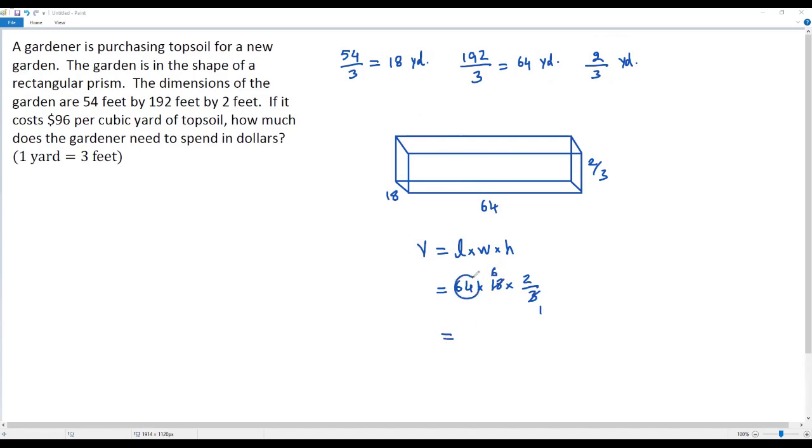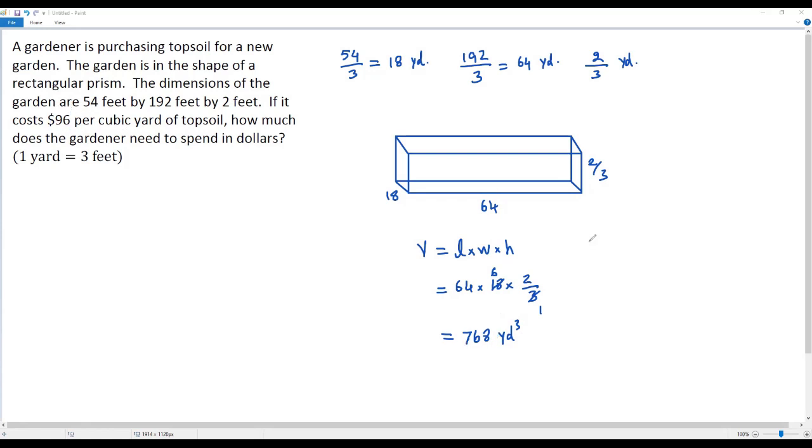When I multiply 64, 6 and 2, I am getting 768, that is 768 cubic yards. Here I got the volume of the garden in terms of cubic yards, that is 768. We have the cost of $96 per cubic yard. That is, for 1 cubic yard, the cost is $96. Then what is the cost for 768 cubic yards? We have to multiply 768 by the cost for 1 cubic yard, that is $96.